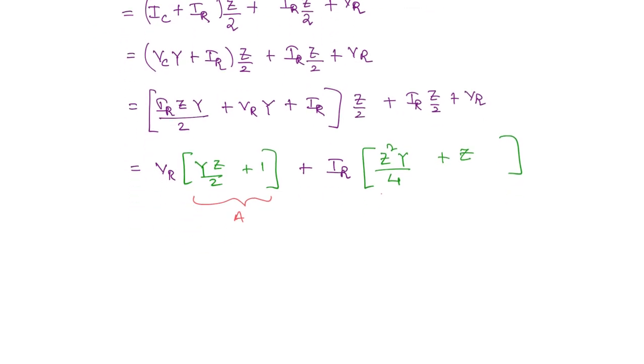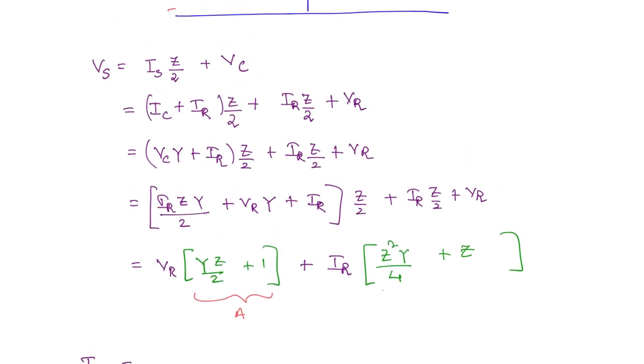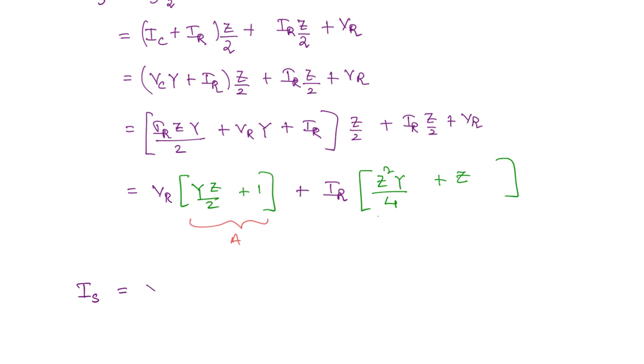Next C and D you have to find out through this relation. Is you have to express in terms of Vr and Ir. So this we have already seen, right? Here you had Is. Okay. So Is we have expressed in this form. Okay. So this is the value of Is. So this is going to be Vr Y plus Ir into 1 plus ZY by 2. Okay. So here this value is going to be C and this is going to be D.